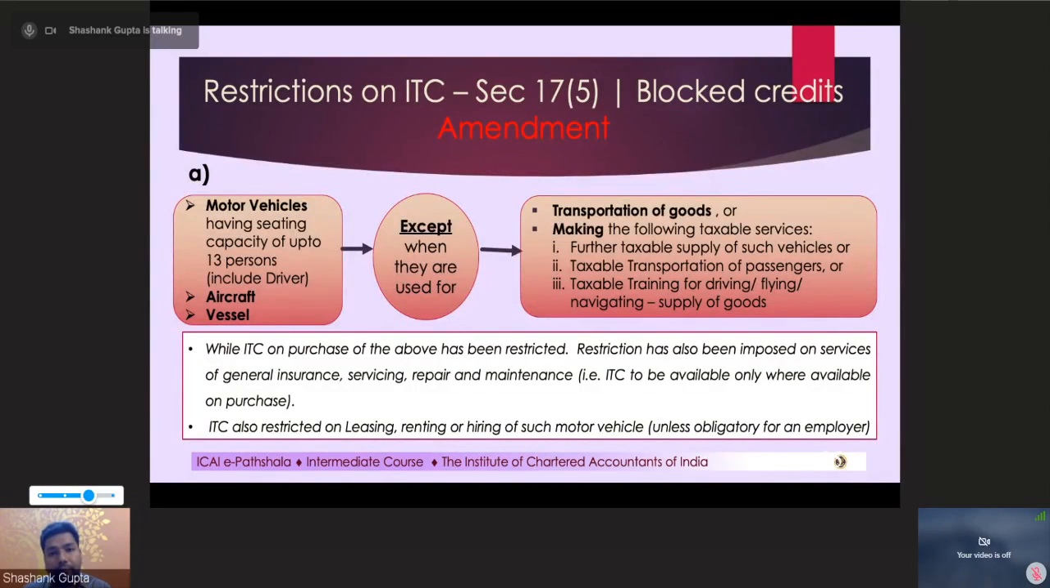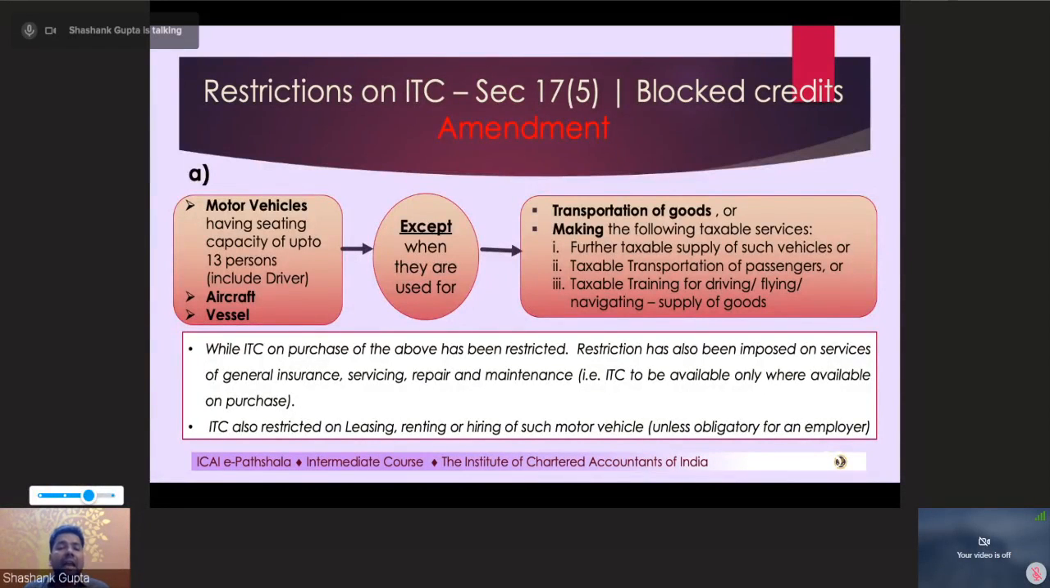But if Bentley is purchased by a motor dealer, if aircraft is purchased by Boeing, if yacht is purchased by a yacht dealer, so basically someone who will further sell these goods, then of course since he is doing business in this, the credit will be available.